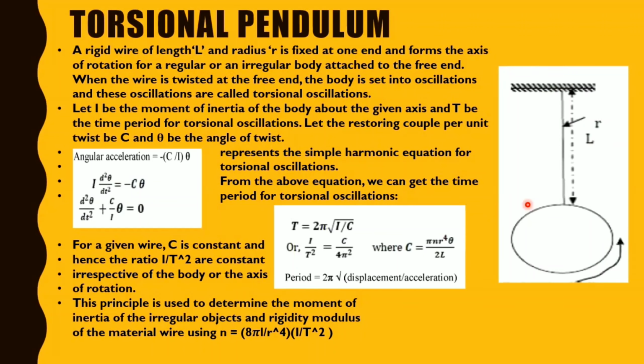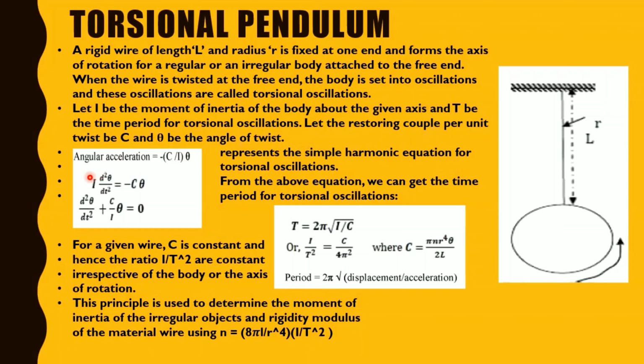So here we will assume, first, that I is the moment of inertia of the body about the given axis, and T is the time period for torsional oscillations. Let the restoring couple per unit twist be C, and theta be the angle of twist. You need to remember that angular acceleration is equal to minus restoring couple per unit twist divided by moment of inertia, into the angle of twist. That is minus C by I into theta.